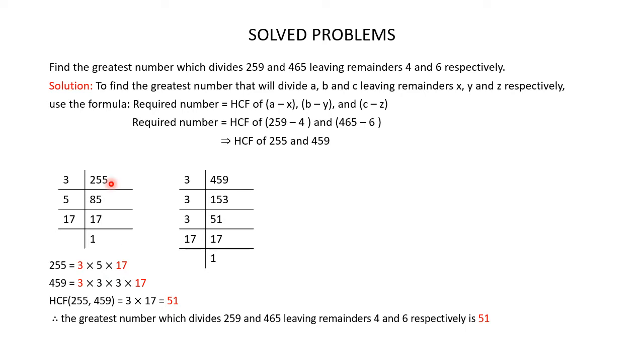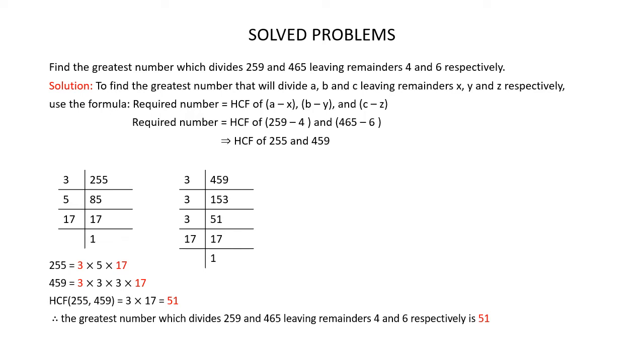255 divided by 3 is 85. 85 divided by 5 is 17. 17 divided by 17 is 1. So you got the prime factors as 3, 5, 17 and 1. So 255 can be written as 3 multiplied by 5 multiplied by 17.